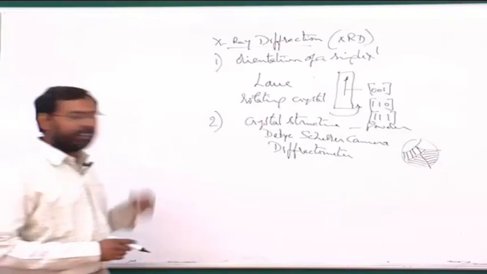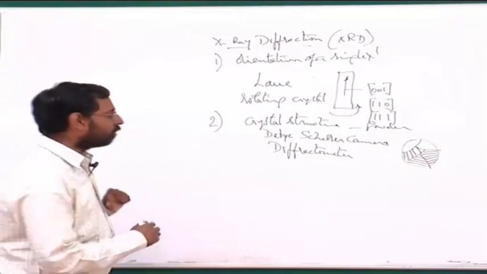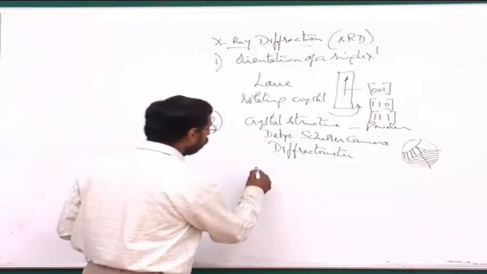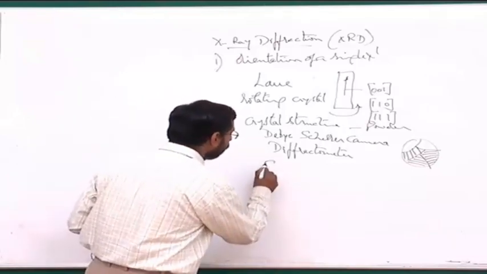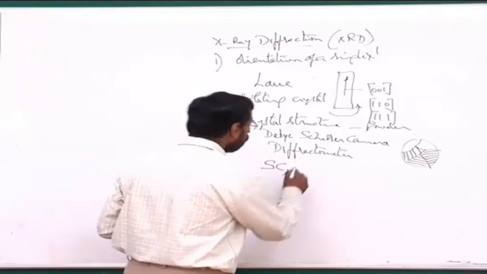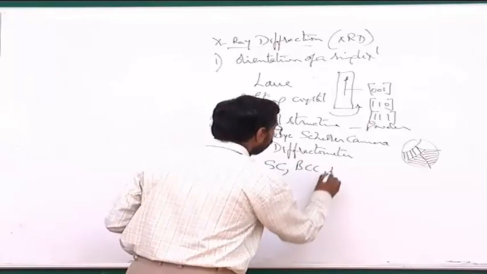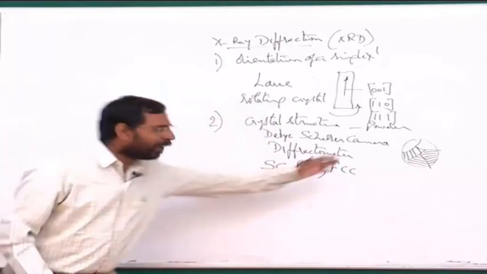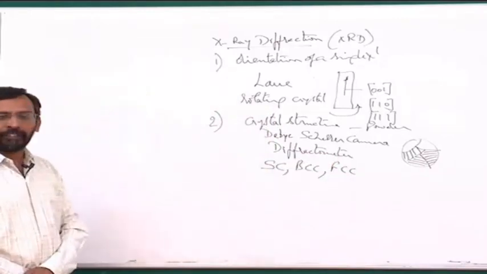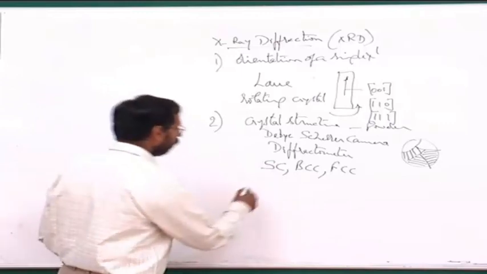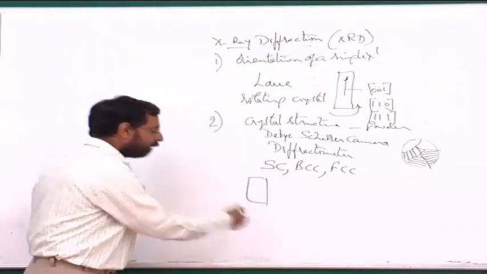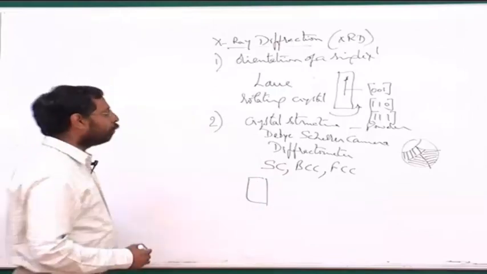We said the easiest is to find out the crystal structure of cubic materials, and we started talking about how to find out the crystal structure of simple cubic, BCC, FCC, things like that. We said if I have a pattern, for that, first of all, you take a sample, a powder sample.